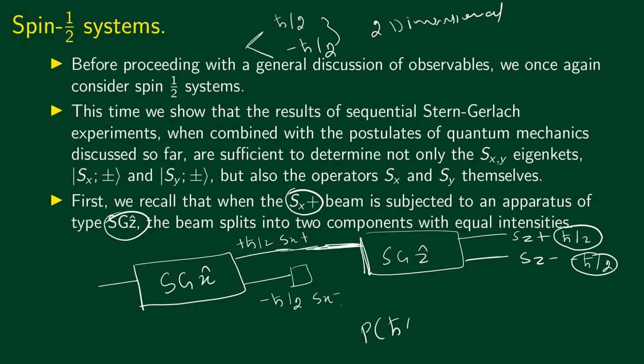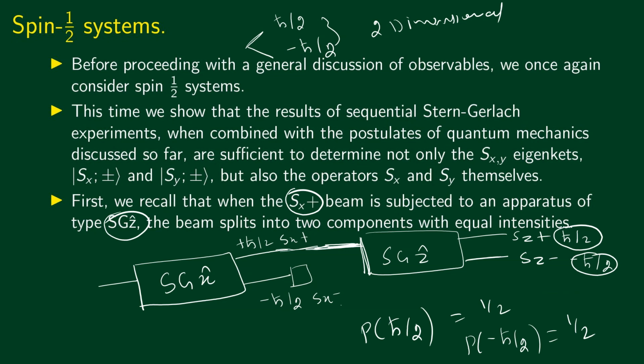Right? So there are two possibilities. The probability for measuring plus h bar by 2 along the z direction is 1 by 2, and the probability of measuring minus h bar by 2 along the z axis is also 1 by 2. Okay, so this you should think of as an experimentally measured probability.